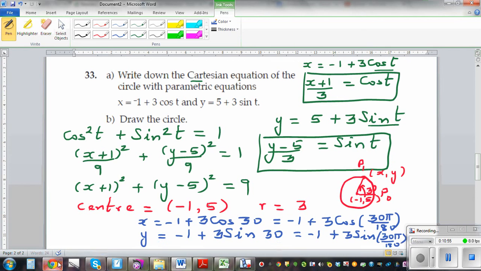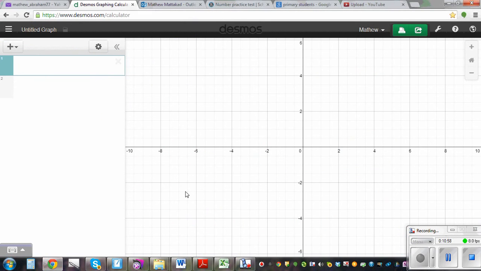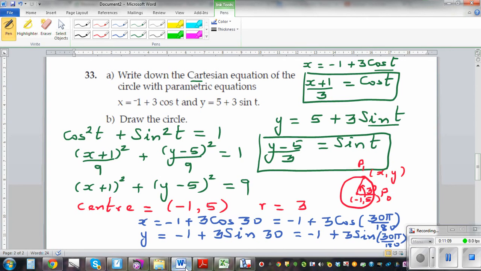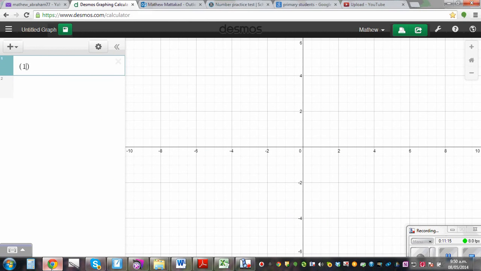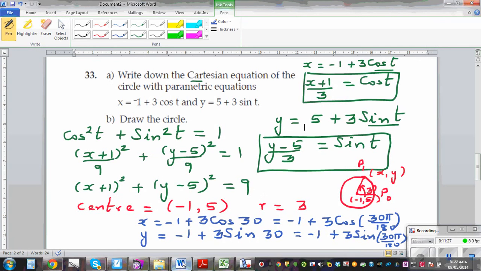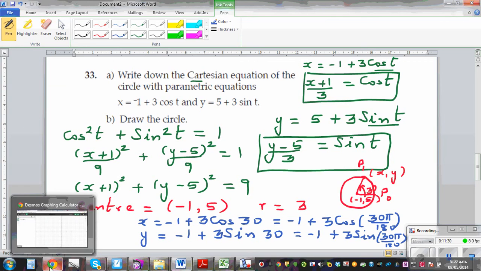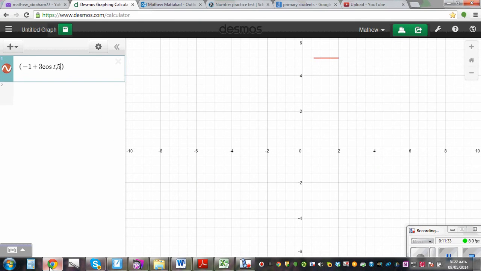Okay, so let me show this on Desmos. So the equation that was given, you have to type in like this, bracket, what's the equation? -1 plus 3 cos t, and you have to put a comma, and what was the next equation? Y is 5 plus 3 sine t. So 5 plus 3 sine t.